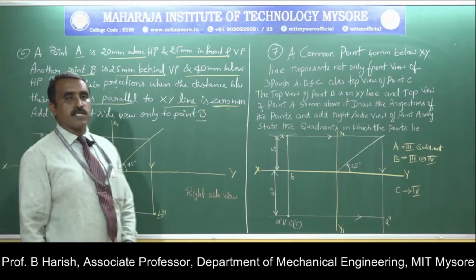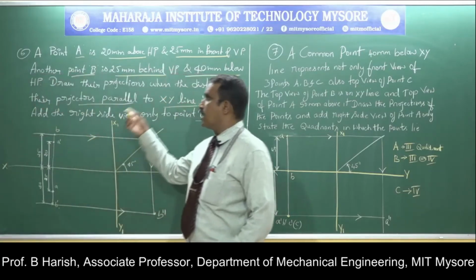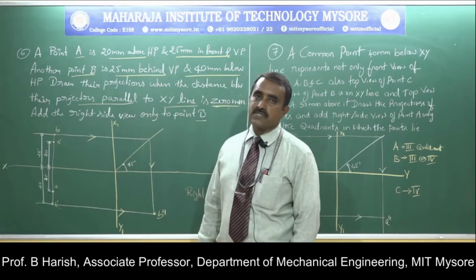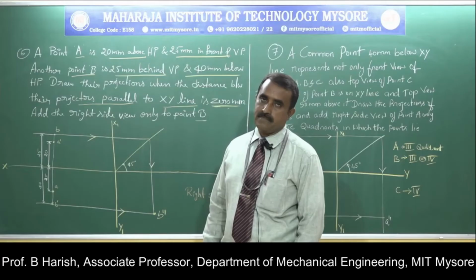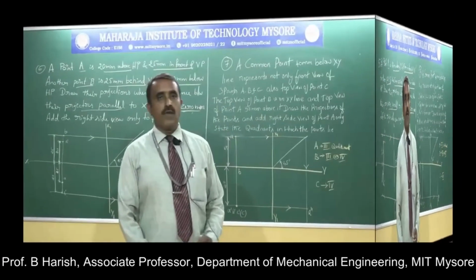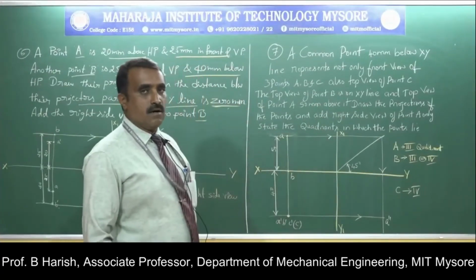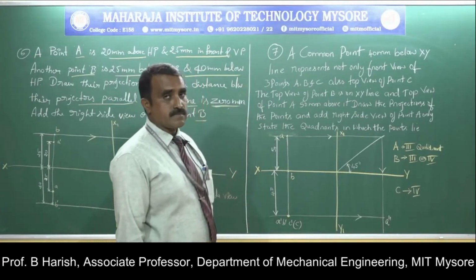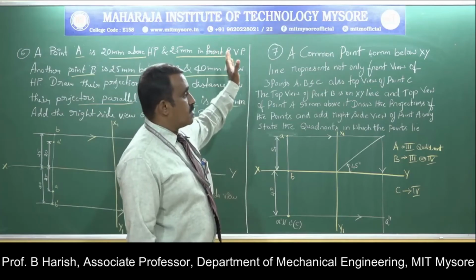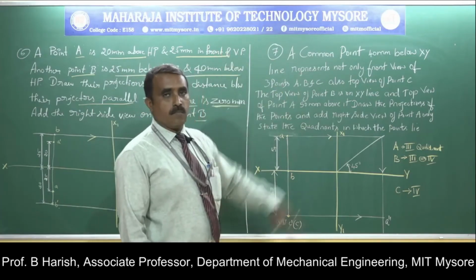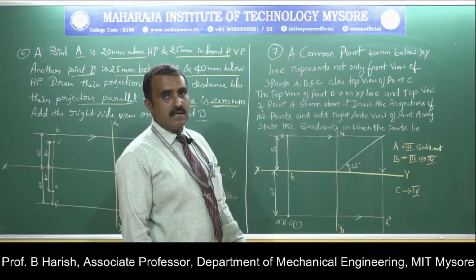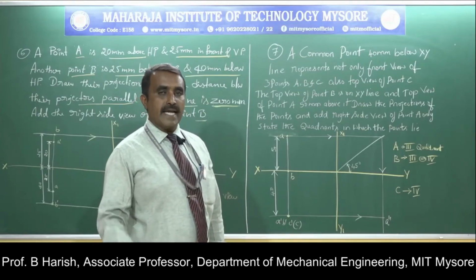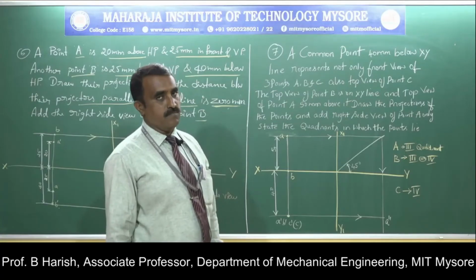That's how we can draw the projections when the condition given is that the distance between the projectors measured parallel to the xy line is 0. Next, we'll move to one more problem, problem number 7. Though the problem looks lengthy, the solution is very simple. The only thing is how you read and analyze the problem.